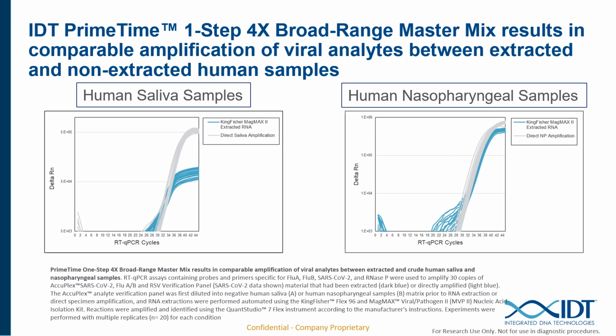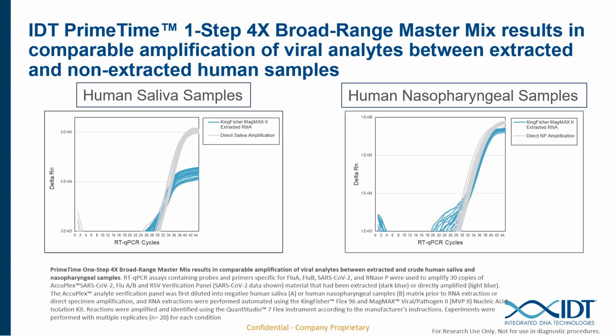For the extracted RNA samples shown in blue, the AccuPlex analyte verification panel was first diluted into negative human saliva or NP matrix, followed by automated extraction using the Kingfisher Flex 96 and MagMax Viral Pathogen 2 nucleic acid isolation kit. The resulting RNA was added to the new PrimeTime one-step 4x broad-range master mix as the RNA template, and results indicated as the blue amplification curve for saliva and NP samples.